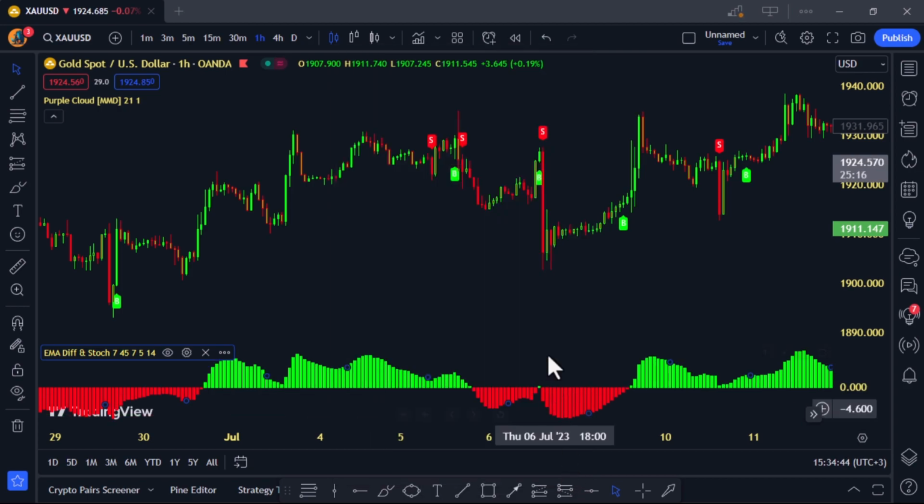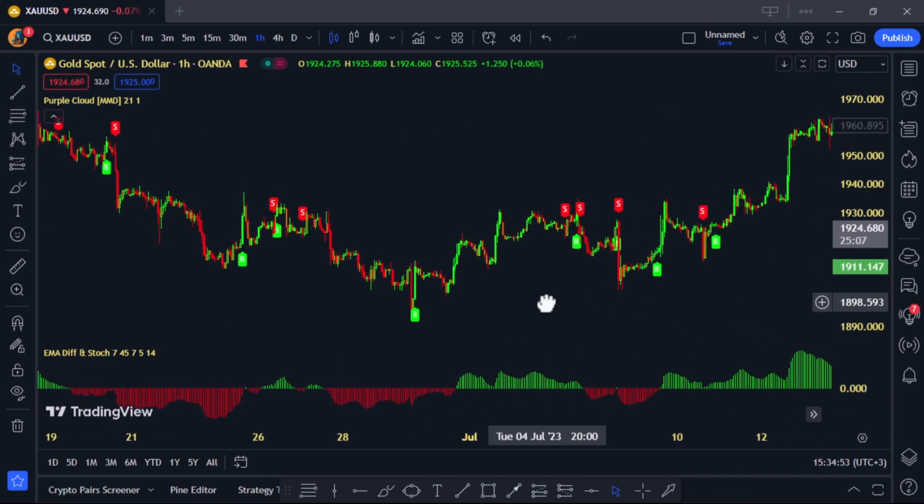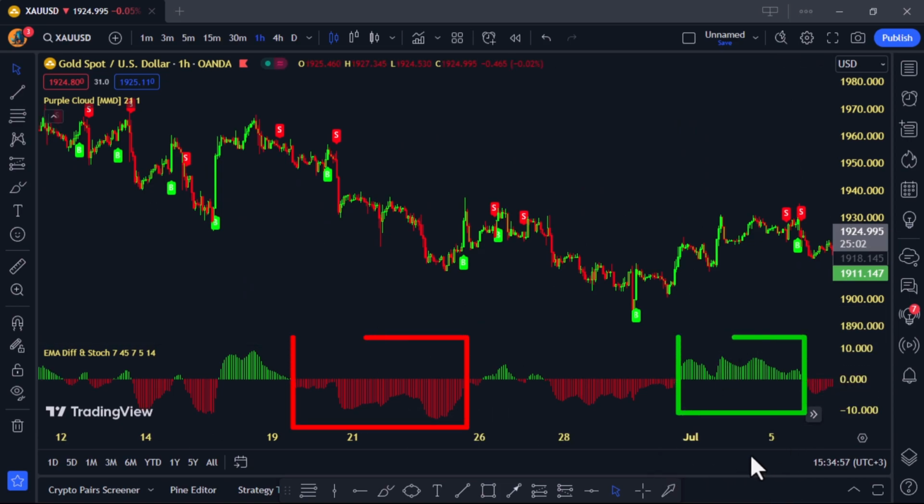Now let's talk about those histogram colors, green and red. They appear above and below the zero line. When you see a green bar above the zero line, guess what? It could confirm a buy signal. Conversely, if a red bar shows up below the zero line, it might confirm a sell signal, just like the example here.